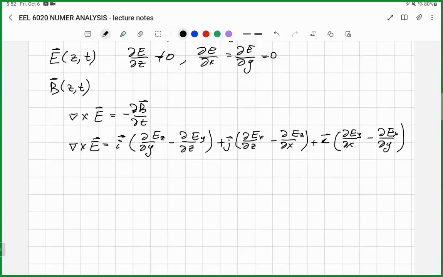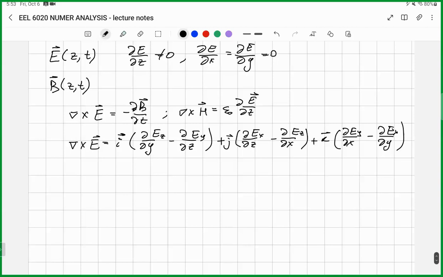By the way, we have the second equation for the curl of the magnetic field, right? So the curl of magnetic field is equal to epsilon 0 dE over dt. So this is the second one. And for this one, I basically have exactly the same equation for the curl, up to substitution of E by H.